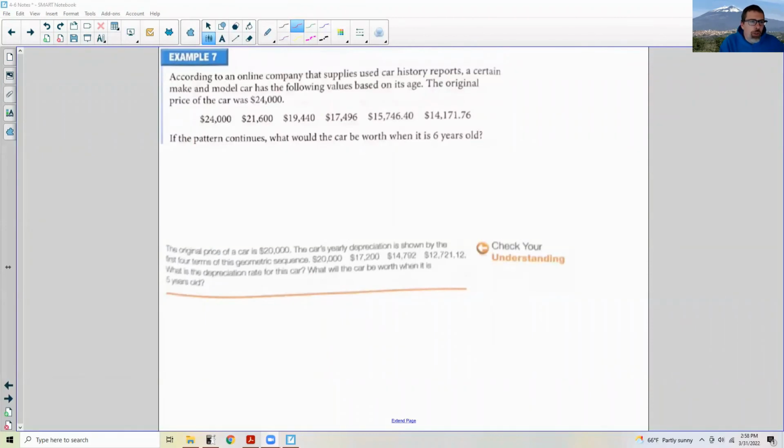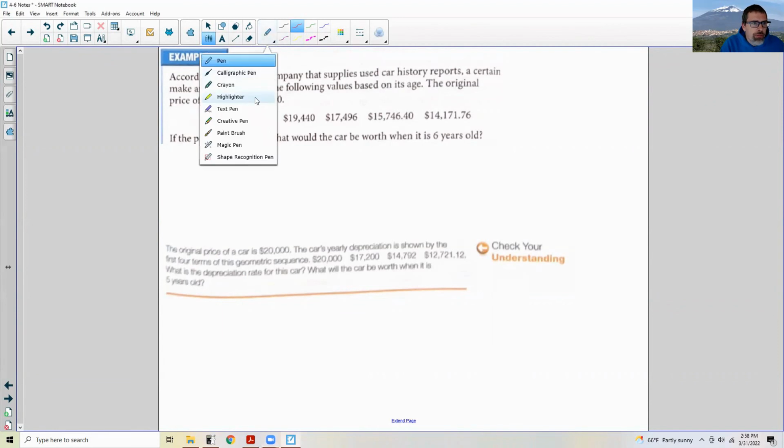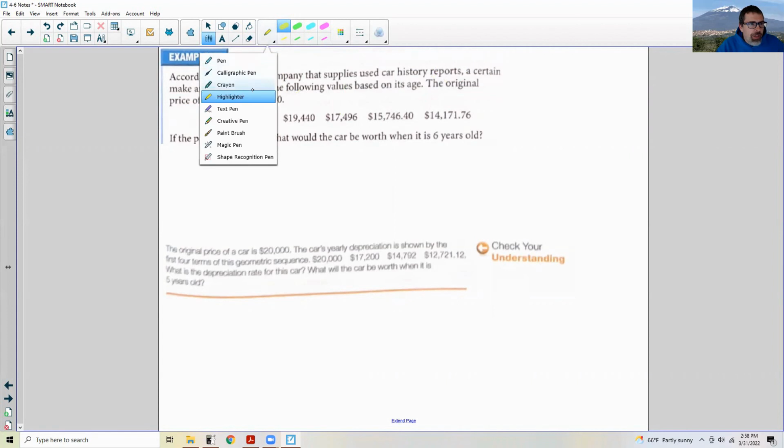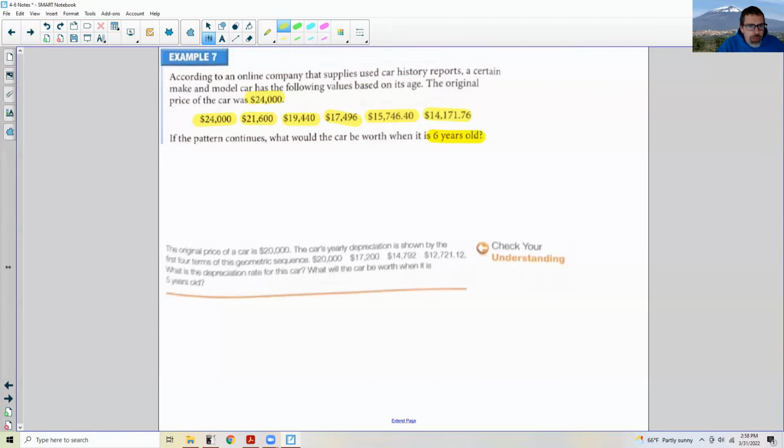Okay, example 7. According to an online company that supplies used car history reports, a certain make and model car has the following values based on its age. The original price of the car was $24,000. So there's the original price. Then there's 1 year, 2 years, 3 years, 4 years, 5 years. If the pattern continues, what would the car be worth when it is 6 years old? If the pattern continues. All right.